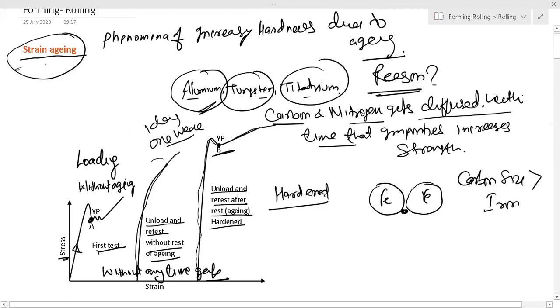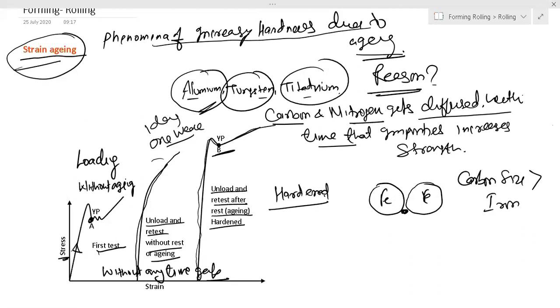So basically, strain aging is a phenomenon of increasing hardness due to time, due to aging. The reason is that in that time, carbon and nitrogen get diffused into the iron. They are interstitial impurities: iron is bigger, carbon is smaller, and between two iron atoms the carbon sits in the gap, but with time it diffuses, and finally hardness and yield strength increase.